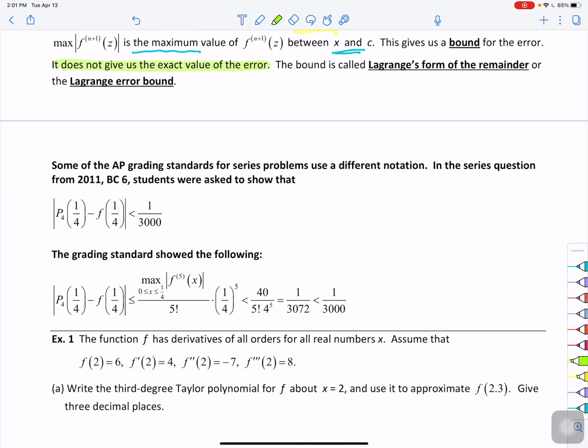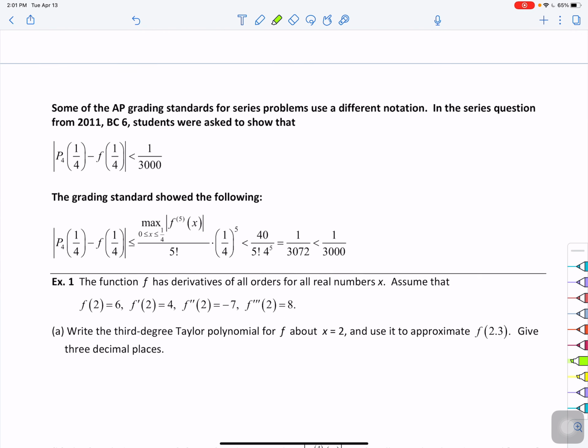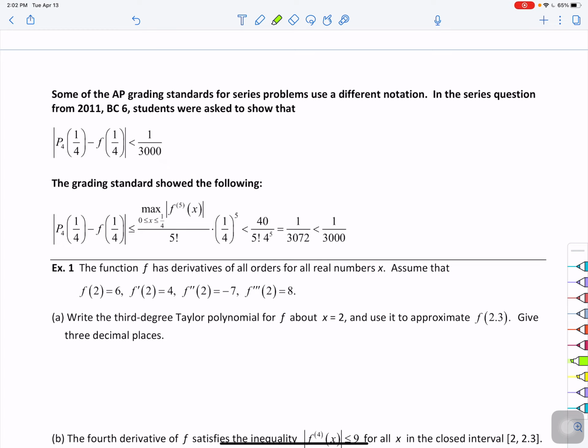Now we will address some AP standards, and then we will go on to do some examples, okay? So some of the series problems use different notations. There was one question where students were asked to show this right here. And the grading standard showed this below. And as you can see, this is that difference between the approximation and the actual value, okay?